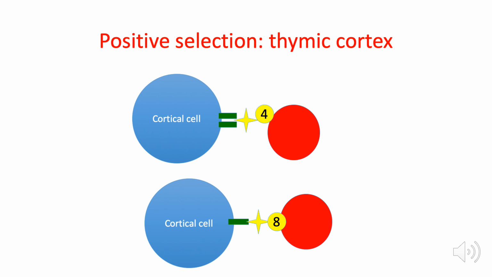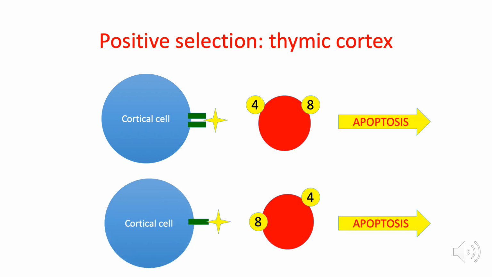Those T cells that reacted to the antigen using class 2 will no longer express the CD8. Those T cells that reacted to the antigen using MHC class 1 will no longer express CD4. That's basically the process of positive selection. If the cells fail to react to the antigens being presented by cortical cells, then these cells are subjected to apoptosis.